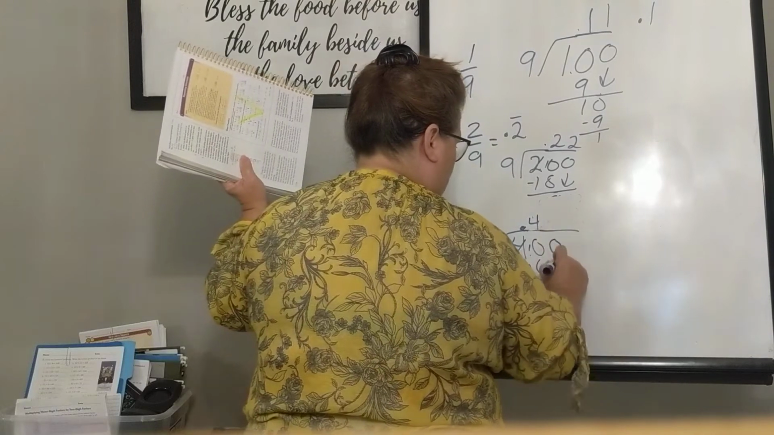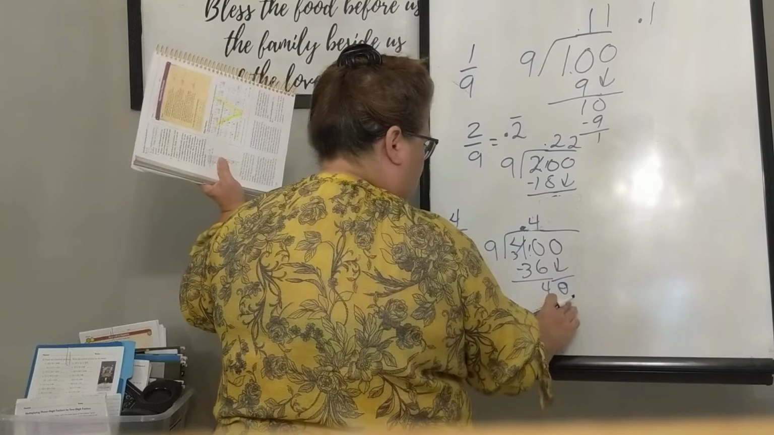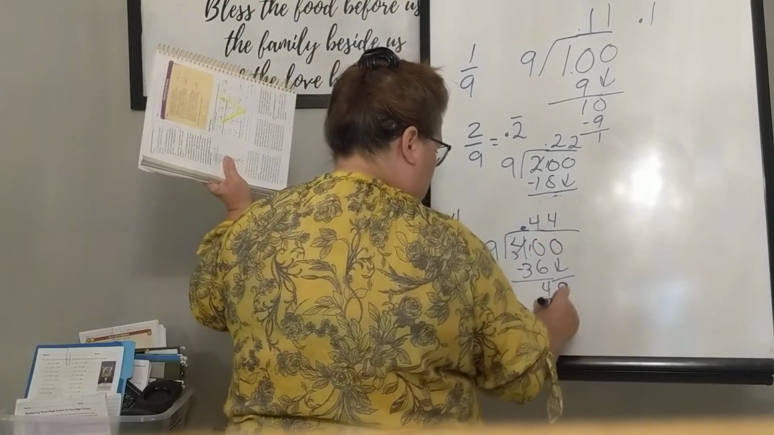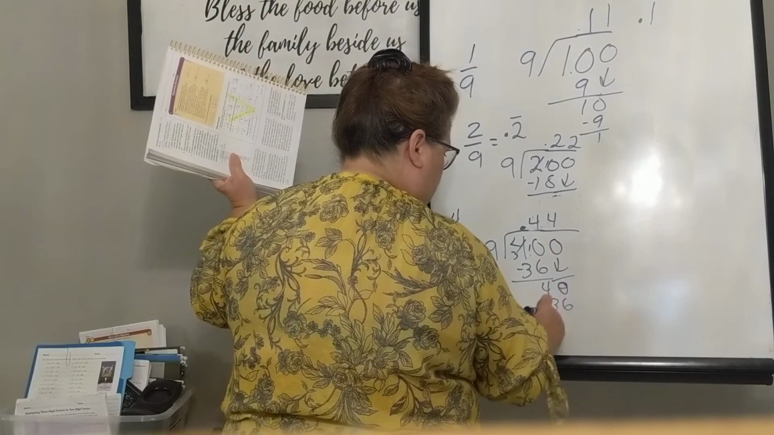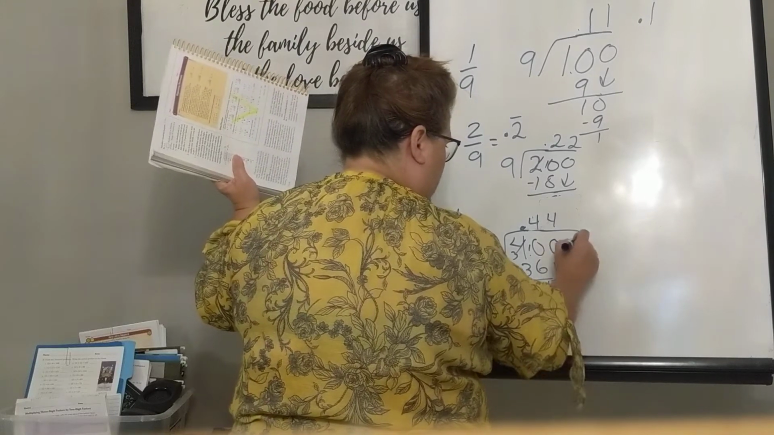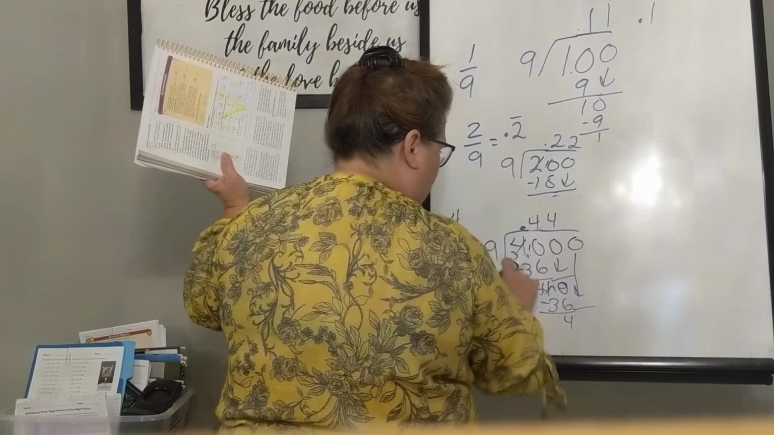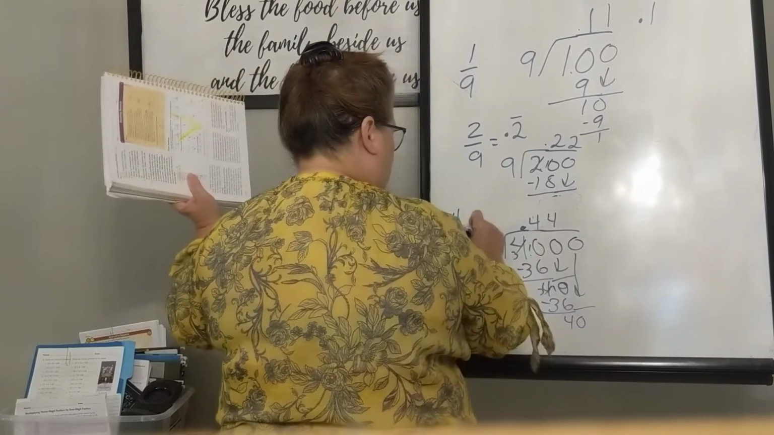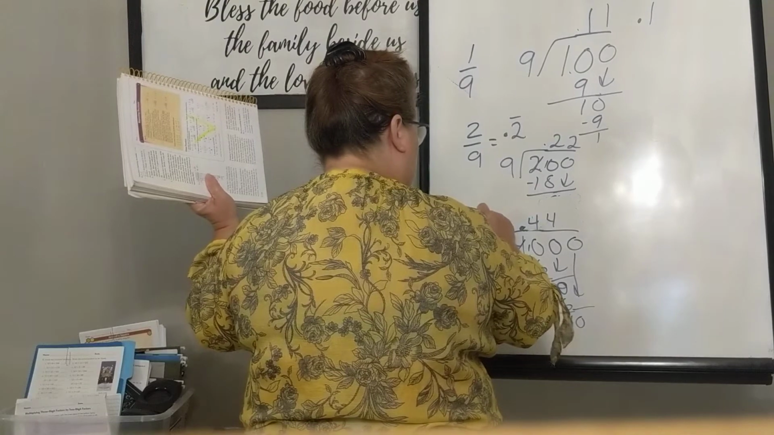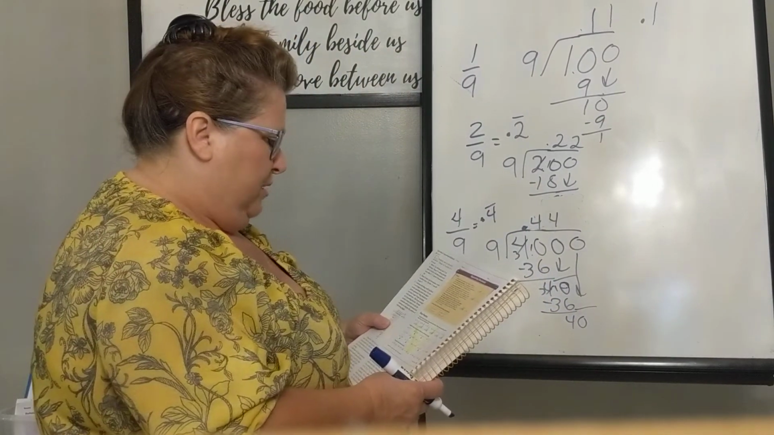And next is 0. Bring it down. 9 will go into 40 how many times? 4 times. 9 times 4 is 36. We subtract. 4. Y'all see the pattern already? So what's our repeating decimal here when we divided 4 by 9? It was 4. So 4 over 9 equals 0.4, and 4 repeats. It's kind of cool with the number 9, isn't it?